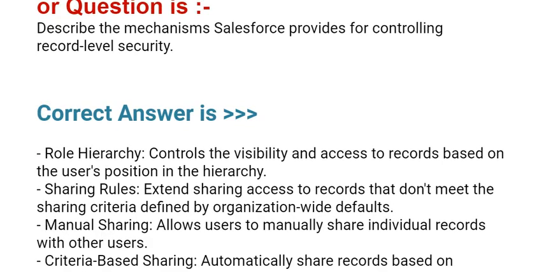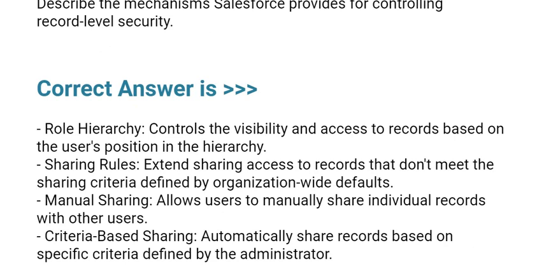Sharing rules extend sharing access to records that do not meet the sharing criteria defined by the organization by default. Manual sharing allows users to manually share individual records with other users. Criteria-based sharing automatically shares records based on specific criteria defined by the administrator.